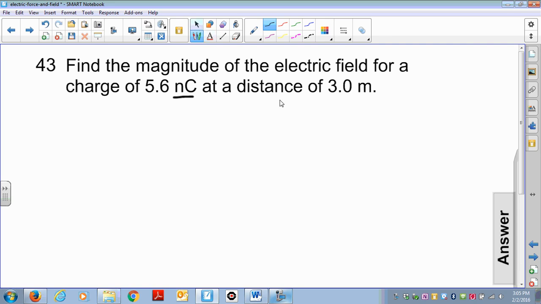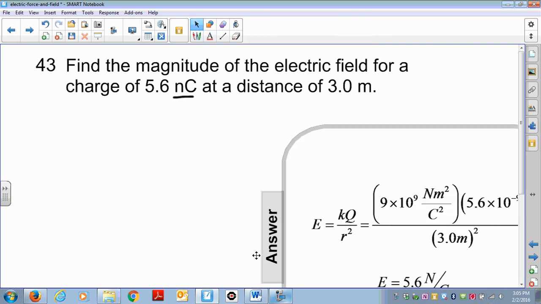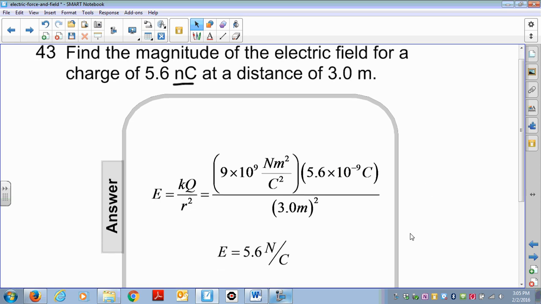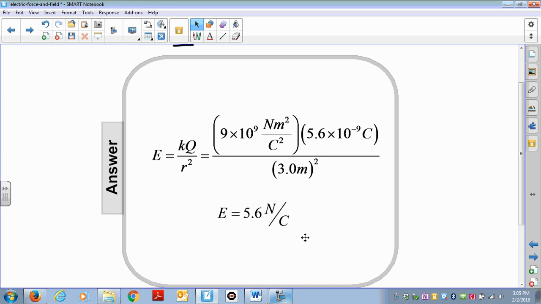Okay, so let's go ahead and see if you have the correct answer. The electric field is equal to kq over r squared. Substituting in the numbers, the magnitude of the electric field should be 5.6 newtons per coulomb.